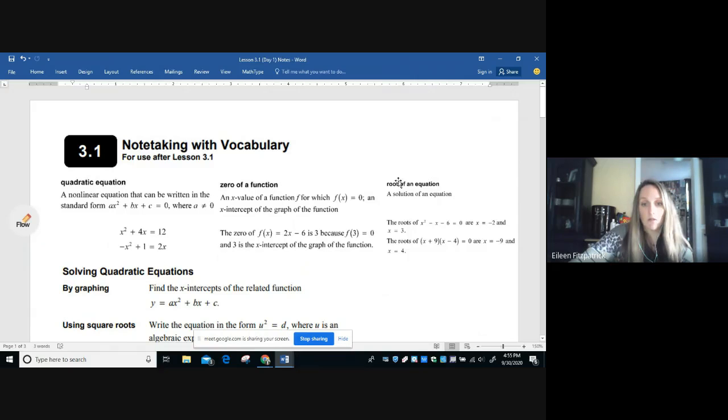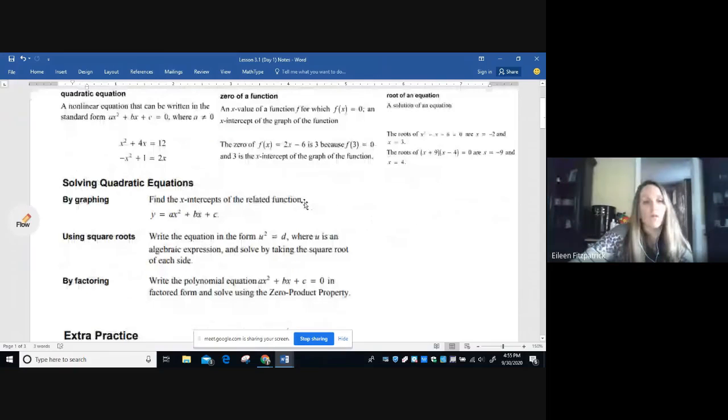Then we have zeros of a function and roots of an equation. The zeros of a function are the x values for the function for which f of x equals 0. Basically, that's saying where y is equal to 0. They're the x-intercepts of the graph. So when we look at the graph, the x-intercepts are the zeros of the function, okay? The roots of the equations are the solutions of the equations. In all honesty, we use these terms interchangeably. The roots of an equation, the zeros of a function, all right?